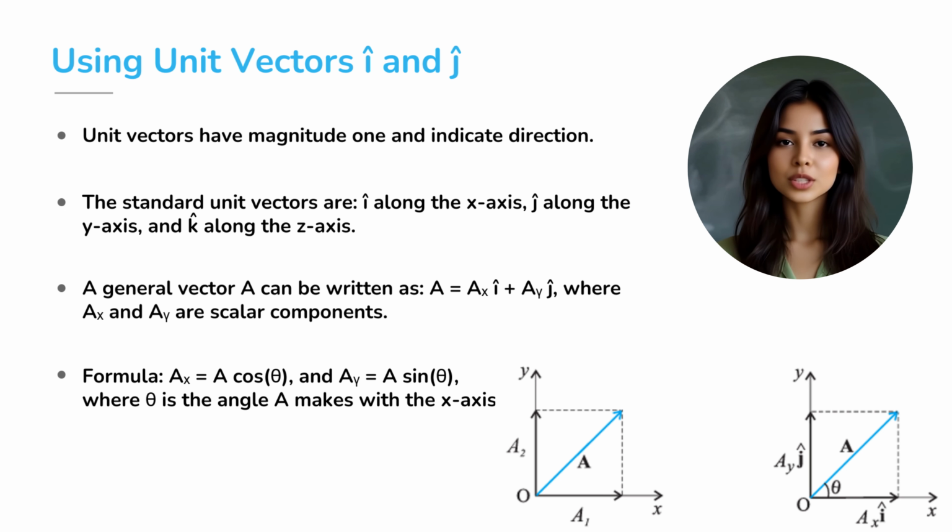for 3D situations. A vector A in the xy plane can be written as A equals ax into i cap plus ay into j cap. Here, ax and ay are the scalar components of vector A in the x and y directions respectively. Using trigonometry, we find ax equals A into cosine theta and ay equals A into sine theta, where theta is the angle vector A makes with the x-axis.